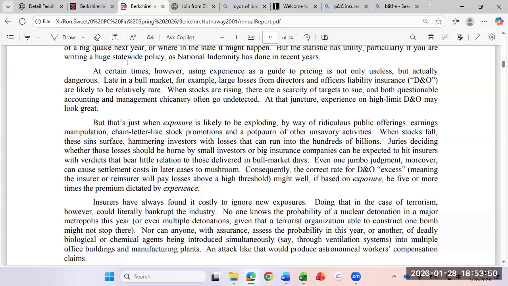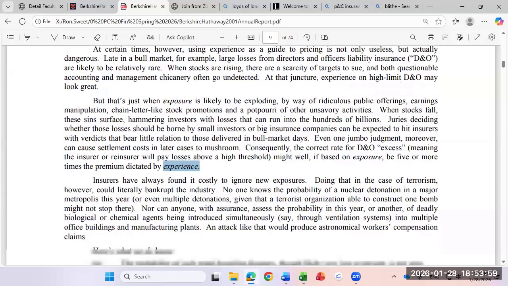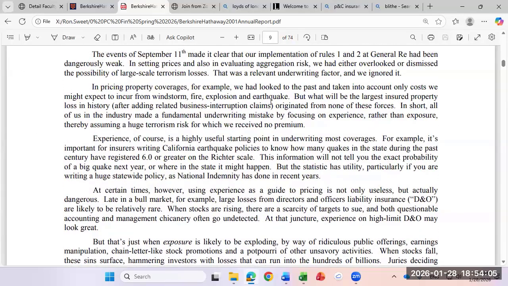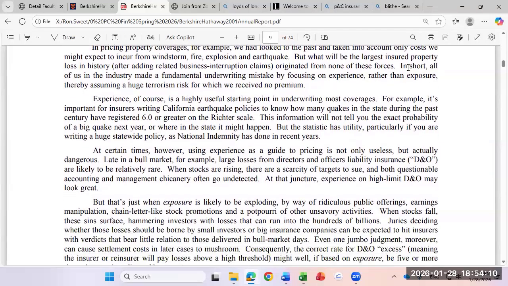Now, there is another one. I have it in their list. He kind of throws it in here. And it's this concept of exposure versus experience. So he says the industry made a fundamental underwriting mistake. Remember, underwriting is what risks they take on. They made a mistake of taking on risks they shouldn't have by focusing on experience. What is experience? Experience is your actual loss history, historical. Your actual losses that you have historically.